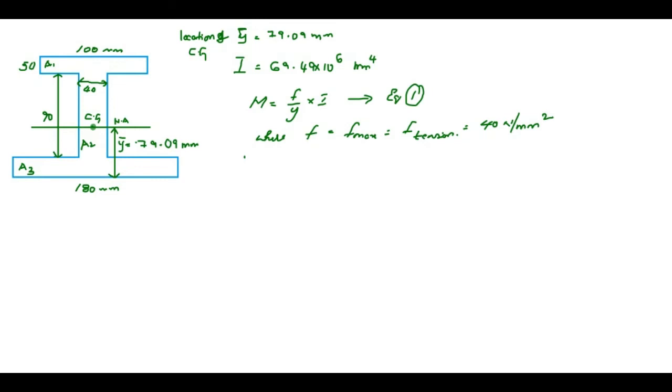See here, calculate M two times. One time using f as f max, f tension, and the second time use f as f compression, which is 70 Newton per mm square. So you get two M values now, isn't it? So let me just calculate those values and let us deal with this.